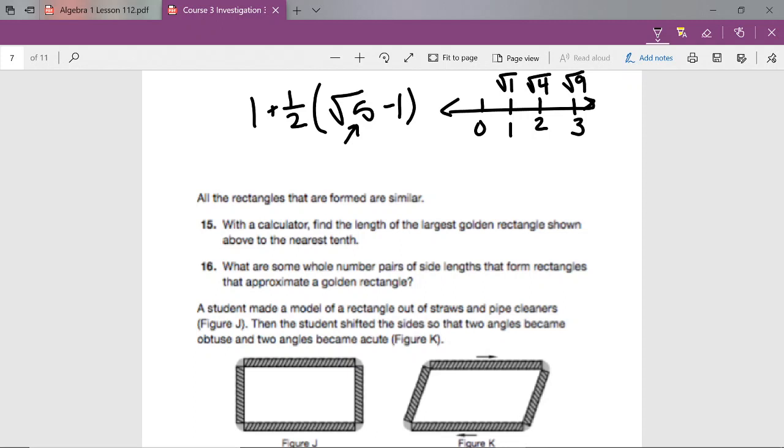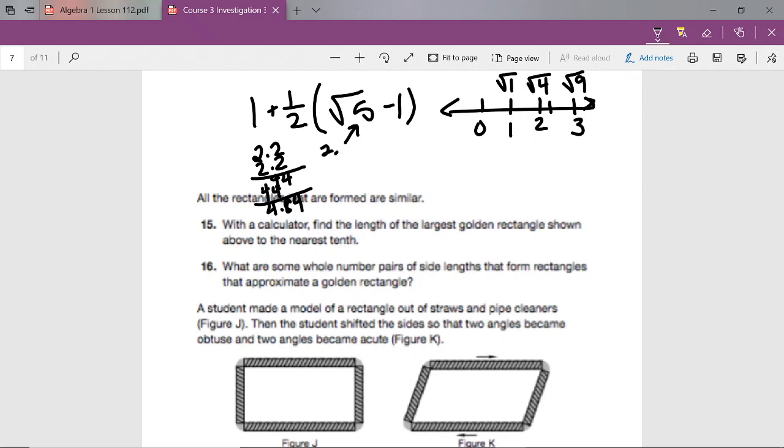Well, if I were to estimate where the square root of 5 falls, it definitely falls between root 4 and root 9, pretty close to 2. So maybe I think that the square root of 5 is 2.2. I would multiply it out. 2.2 times 2.2, we get 4.84. Pretty close to 5, but not quite.